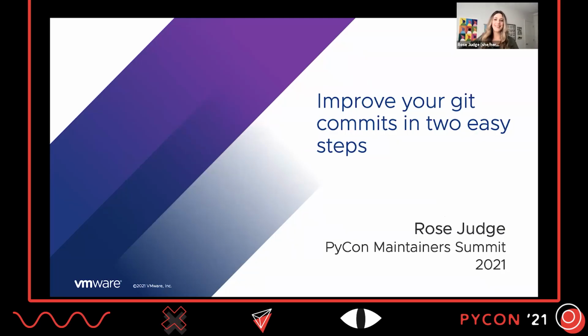Good afternoon. Thank you all for joining me today. My name is Rose Judge. I'm an open source engineer at VMware, and today I'm going to talk to you about how you can improve your Git commits in 2 easy steps.